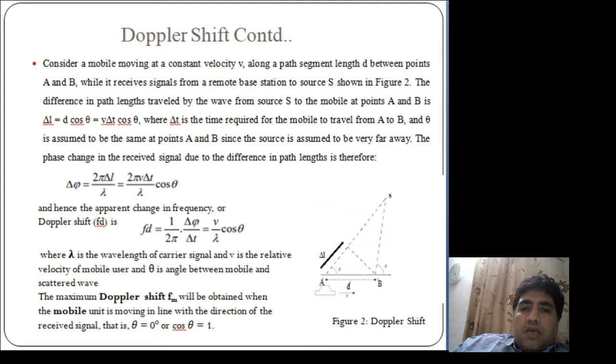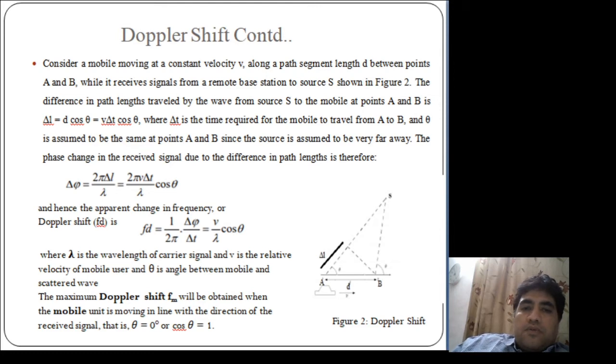So S is the source, which is considered to be very far from both A and B. If S makes an angle theta with B, then it makes the same angle theta with A. So the difference in the path length traveled by the wave from source S to the mobile at points A and B is delta L, which equals d cos theta. If you see this triangle, delta L equals d cos theta. d equals velocity times time, so it can be written as v delta t cos theta, where delta t is the time required for the mobile to travel from A to B.